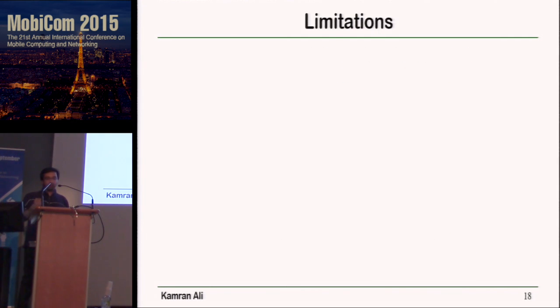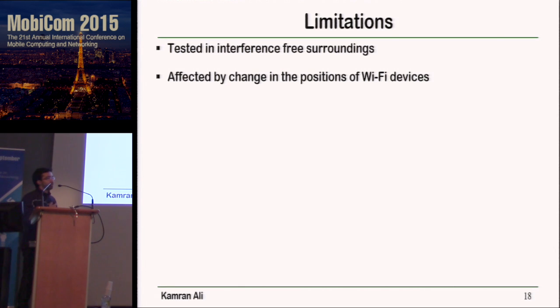Now that we have discussed the different parts of Y key and its performance, let's discuss some of its limitations. Right now the Y key has only been tested in interference-free surroundings. It requires that there is no other major motion occurring in the environment while the user is typing. Second, Y key will be affected by changes in the setting. If you move the places of Wi-Fi devices, you will have to train the system again.